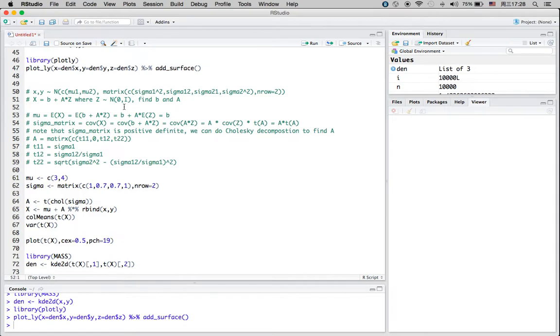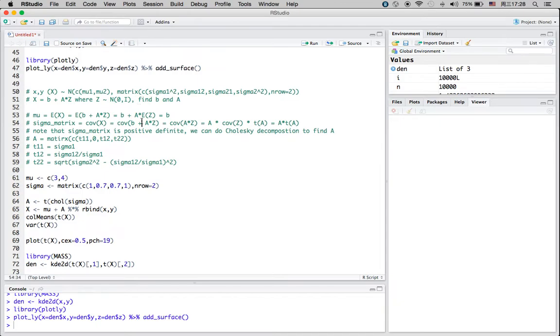So our goal, or our method here, is to construct a new x which is equal to b plus A times Z, where Z comes from the bivariate standard normal distribution. Then we need to find the vector b and matrix A, and after we find them and construct this x, this x should follow the bivariate normal distribution with this mean vector and sigma matrix.